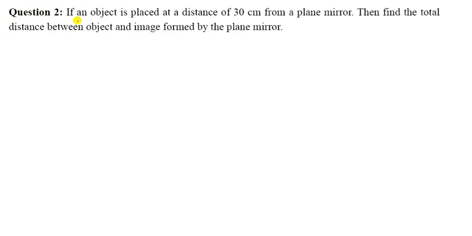So let us see what the question is. If an object is placed at a distance of 30 centimeters from a plane mirror, you can draw here a plane mirror like this. It is a plane mirror and it is an object, and the distance of the object is 30 centimeters. So it is your 30 centimeters, and the image is formed inside, like this. Here is the image.